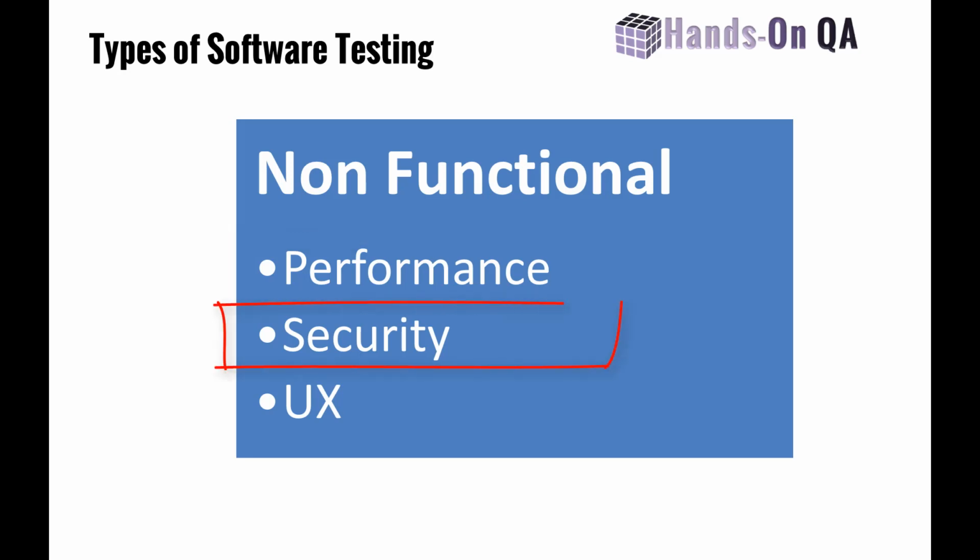Security testing is dedicated to doing vulnerability scans of the software. We try to find gaps that hackers use in order to penetrate the system and hack it. And usability testing is dedicated to how friendly the software is, how easy to use the software is. These are the main types of non-functional tests.